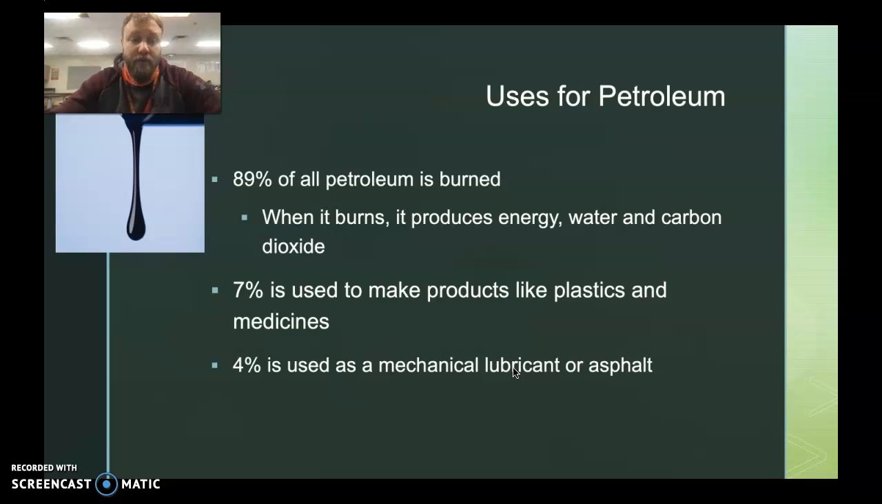So most of our petroleum products, what we use them for is to burn them and use them for energy. So when you burn a hydrocarbon, it's going to produce energy. Also, you get water, and then the obvious one is carbon dioxide. 7% of our petroleum products end up being used for plastics and medicine, and then the last 4% are such as mechanical lubricants, so what you think of as motor oil, bar oil, or anything grease, anything to keep things lubed up, and then also asphalt, so your blacktops.